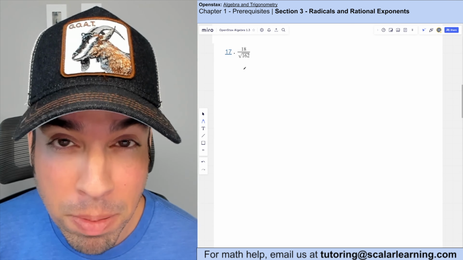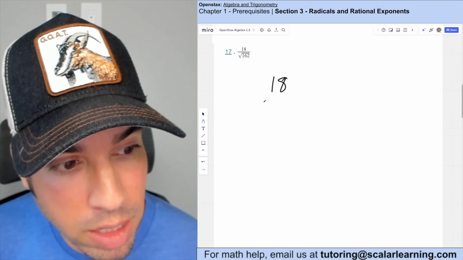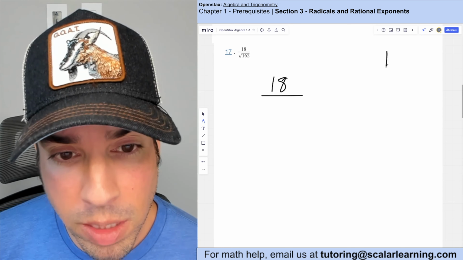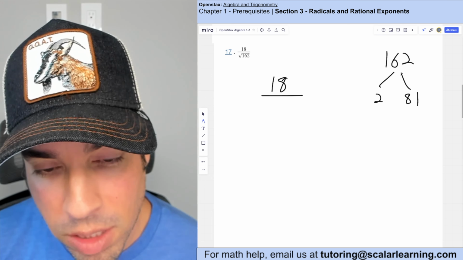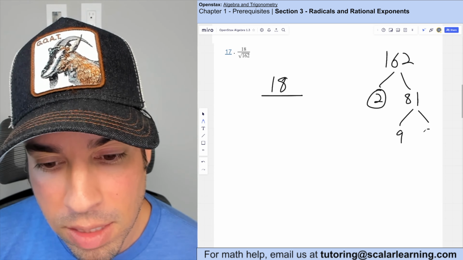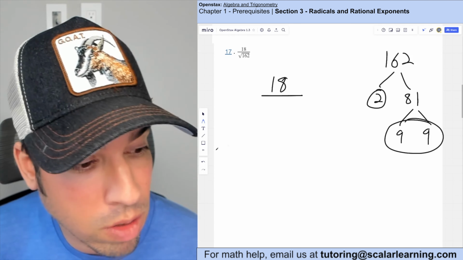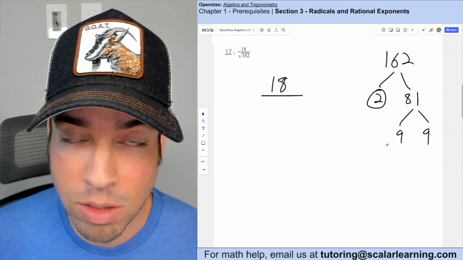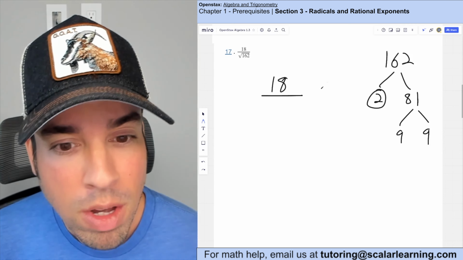In this one, 162 is not a perfect square. So we're going to try and simplify it first and then remove the radical from the denominator. So 18 over, now for 162, we're going to make another prime factorization tree, and we've got 2 times 81 gives us 162. 2 is a prime number. And then 81 is 9 times 9. Now, I can keep going, but I can already see I got a pair of numbers. Technically, I should keep going to do the prime factorization tree correctly, 3, 3, 3, 3, but I don't need to because this is really nice.